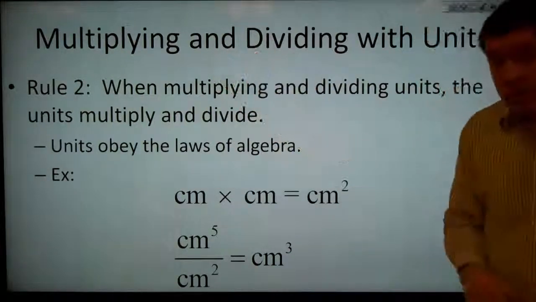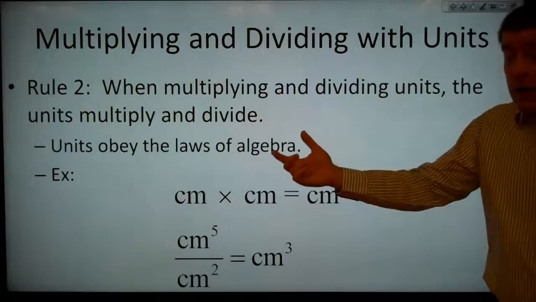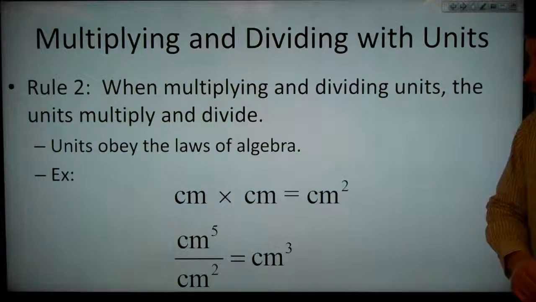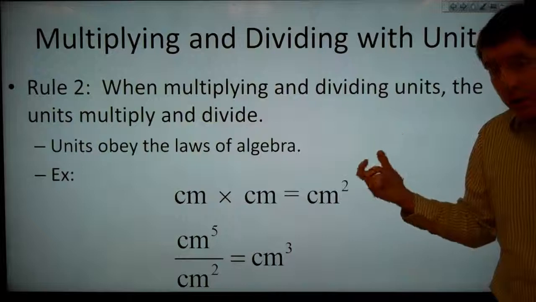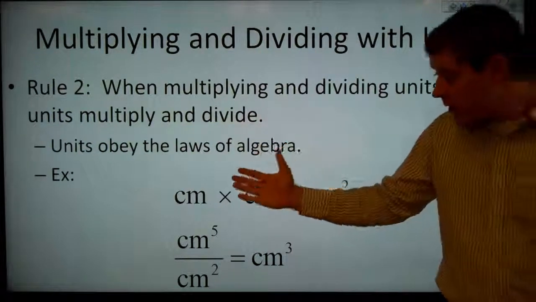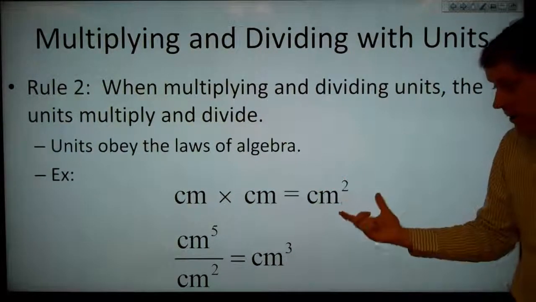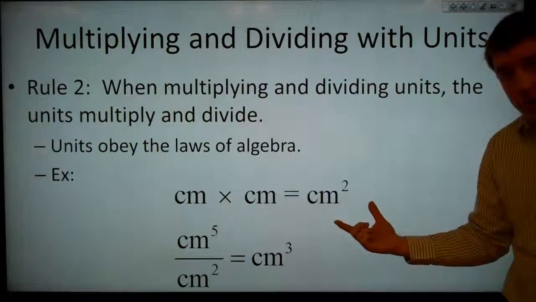Now let's turn to multiplying and dividing. Rule number 2 says when multiplying and dividing units, the units multiply and divide, which means that units obey the laws of algebra. So if we have centimeters times centimeters, our answer is centimeters squared.